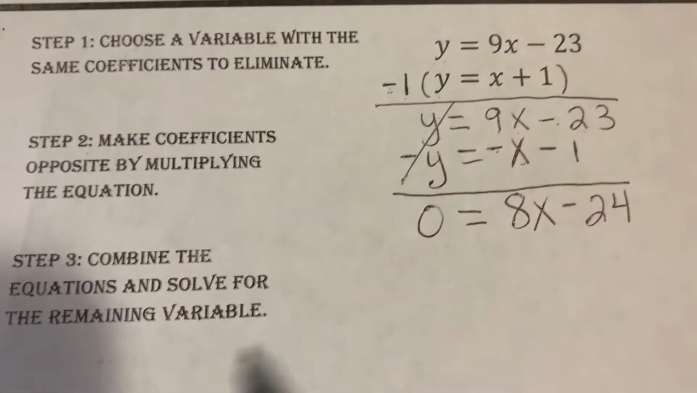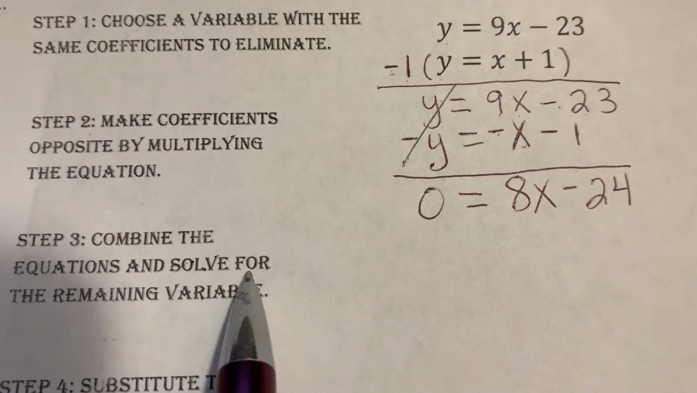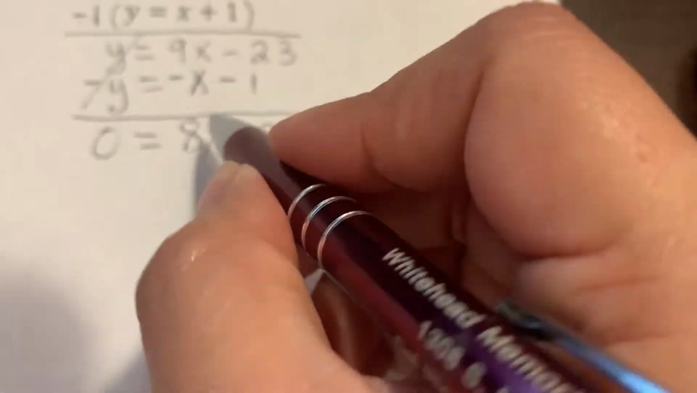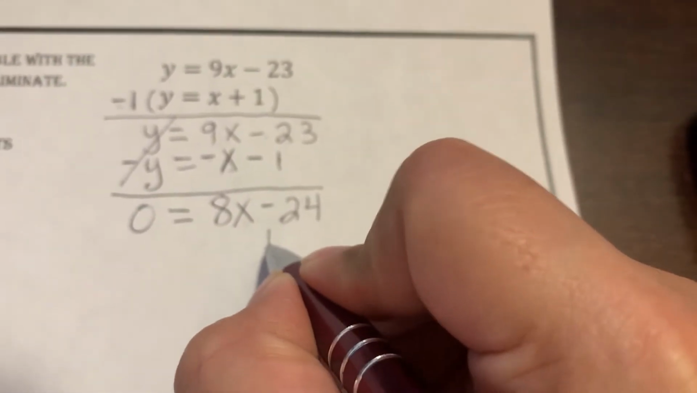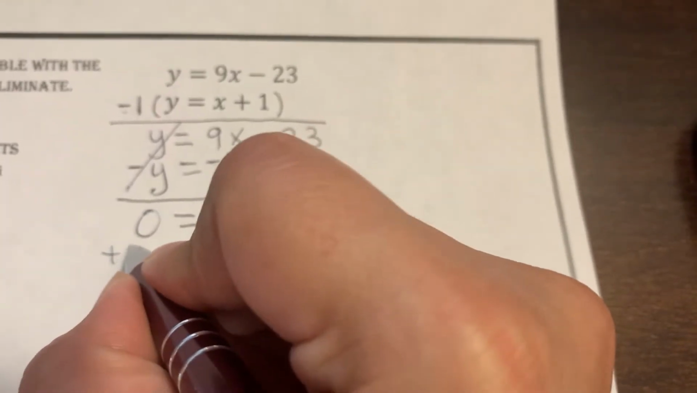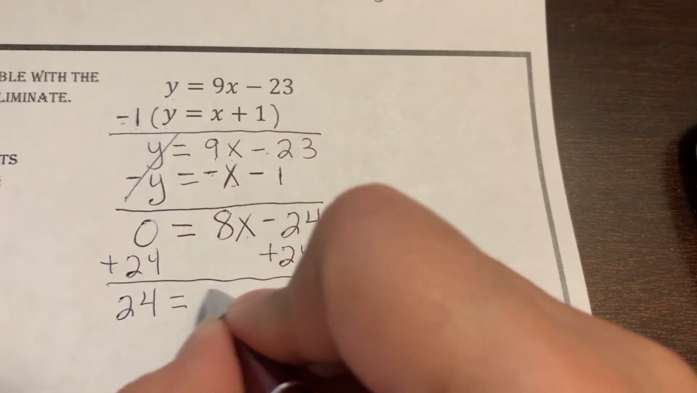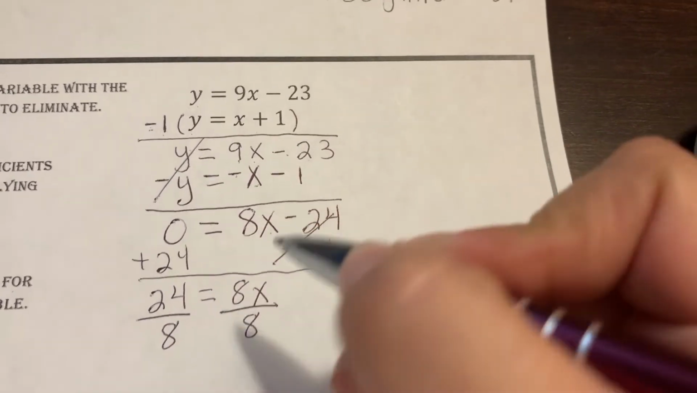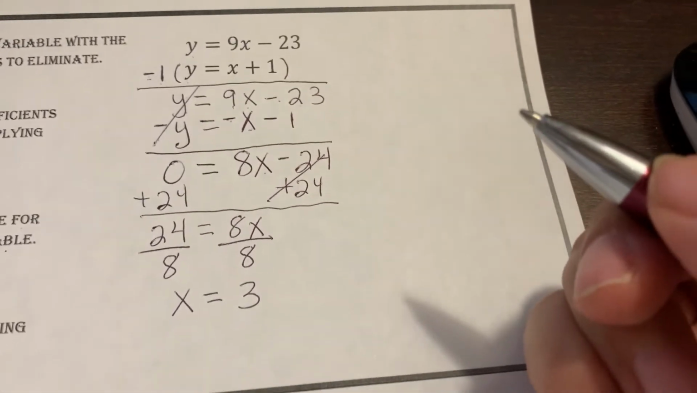Once I do that, I'm going to move on to the second part of that third step, which is to solve for the remaining variable. The remaining variable for this equation is x. So I'm going to solve it by moving the constant over using inverse operation, and then dividing by the coefficient to give me x equals 3.